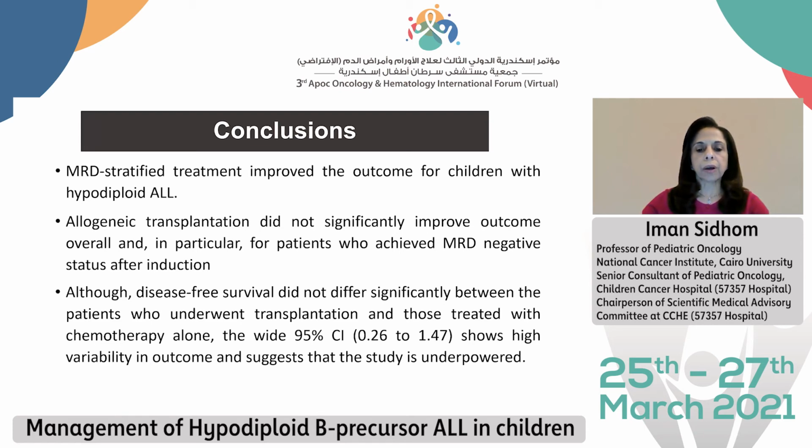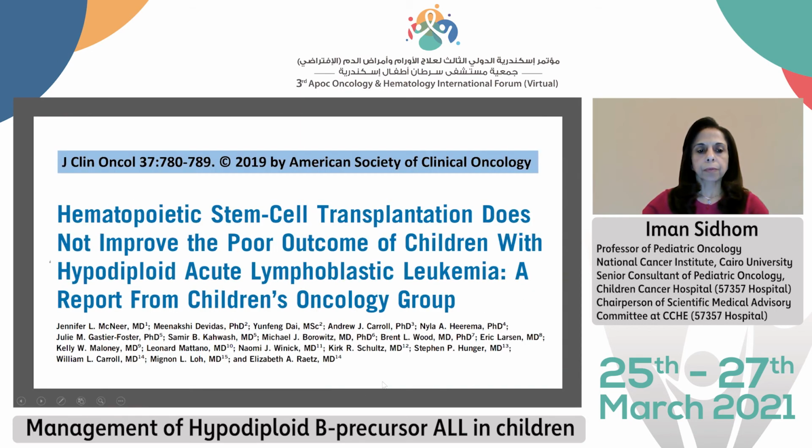Although disease-free survival did not differ significantly between the patients who underwent transplantation and those treated with chemotherapy alone, the wide 95% confidence interval shows high variability in outcome and suggests that the study is underpowered. A report from the COG was published in the JCO 2019 that hematopoietic stem cell transplantation did not improve the poor outcome of children with hypodiploid ALL.